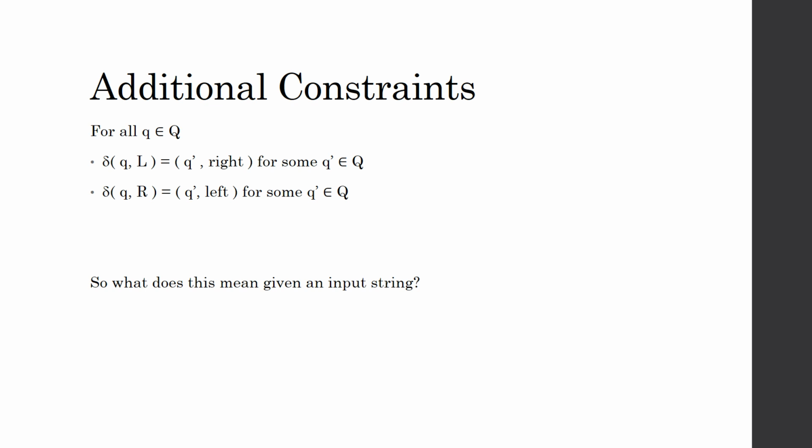Some additional constraints in regards to transitions. For all q an element of Q, theta of q given the left end marker equals q prime, and it moves to the right, for some q prime that is an element of our set of states. The same follows that given some state and an input, we either move to the left or right and enter a state in our set of states. So you may be wondering, what does this mean given an input string?